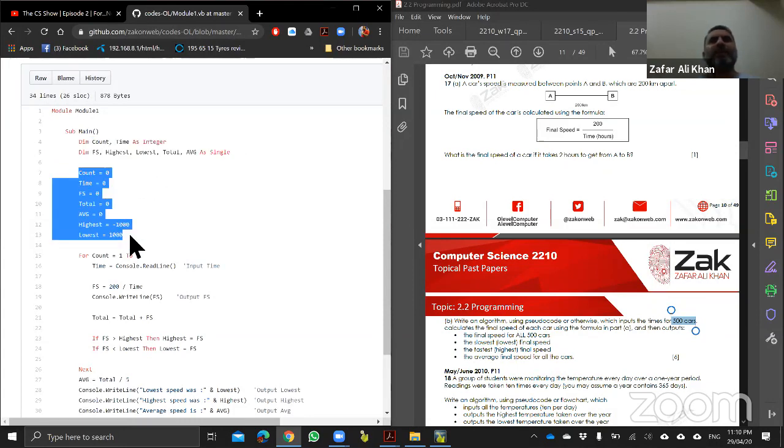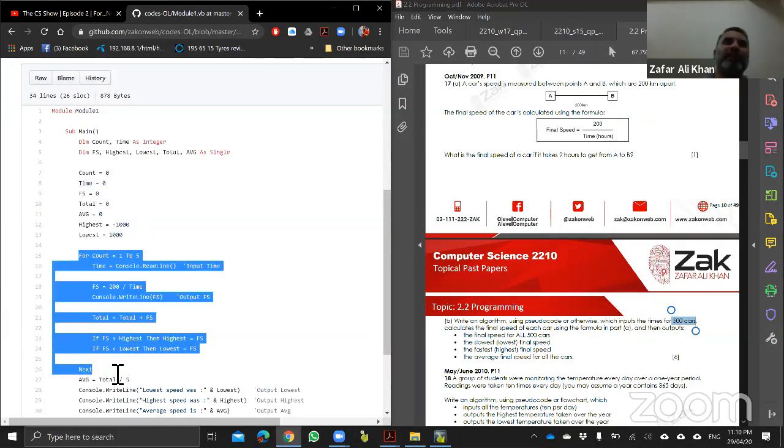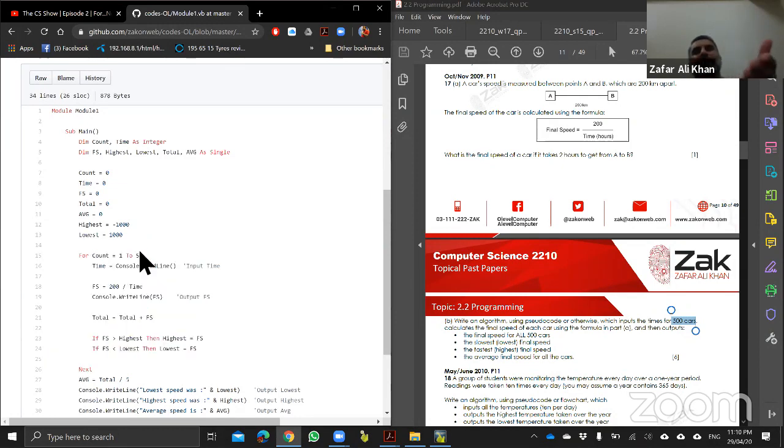All the variables that we are going to use will be initialized over here. Except highest and lowest, all variables will be initialized to 0 if they are numbers. And highest and lowest, as I said, highest would go with -1000 and lowest with 1000. So this is going for 500 times. I have deliberately put 5 over here so that I could run and check the program. Time is equal to console.readline. Console.readline is the equivalent in Visual Basic of input, and then the same formula for the final speed is calculated over here, and then the output of the final speed, whatever is calculated, total is calculated, highest and lowest.